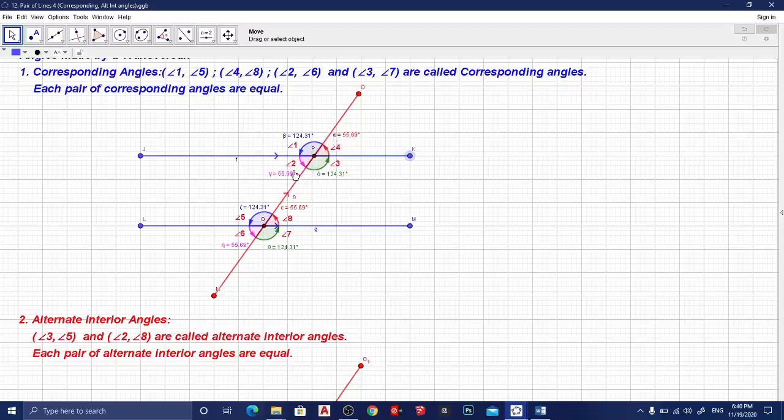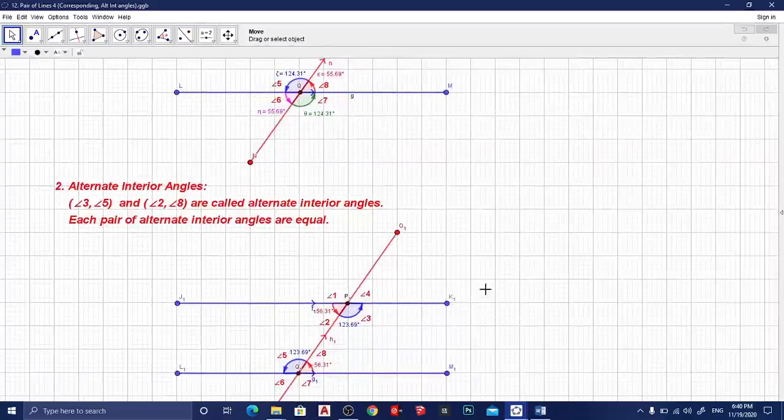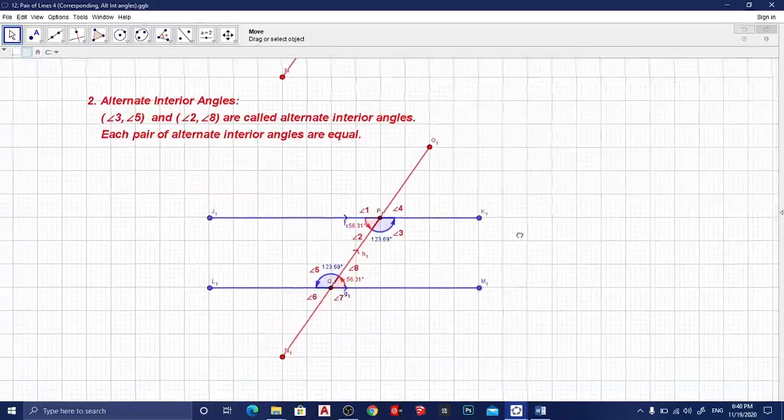Okay, now what are the interior angles? Angle 2, angle 3, angle 8 and angle 5. These four angles are interior angles. Okay, now you know what are the interior angles and what are the exterior angles.